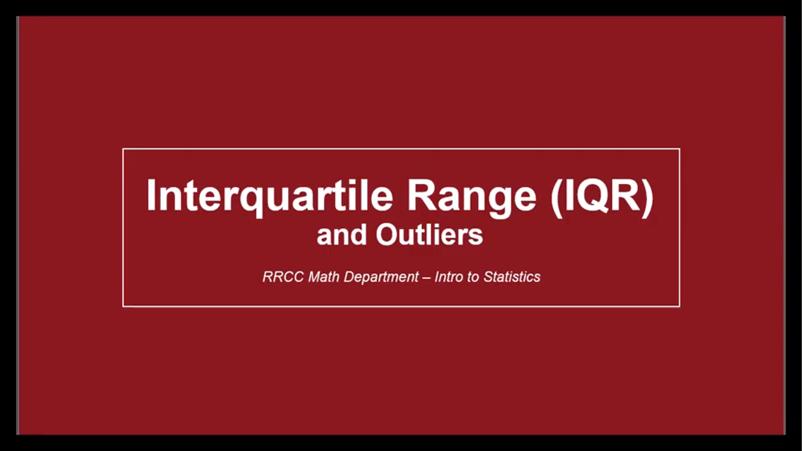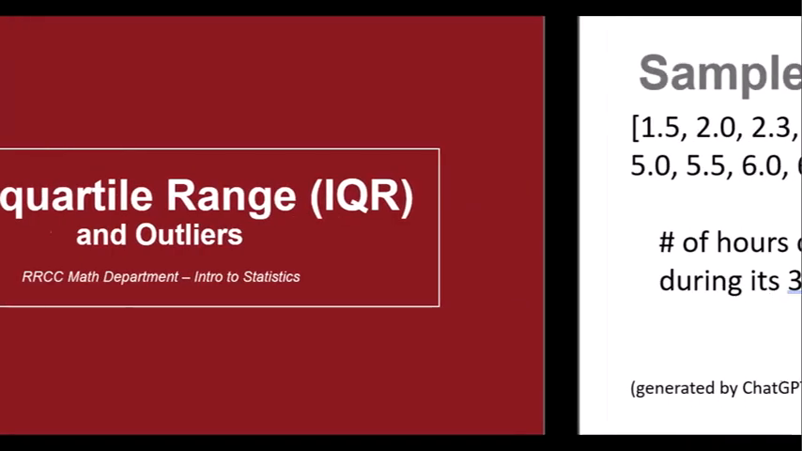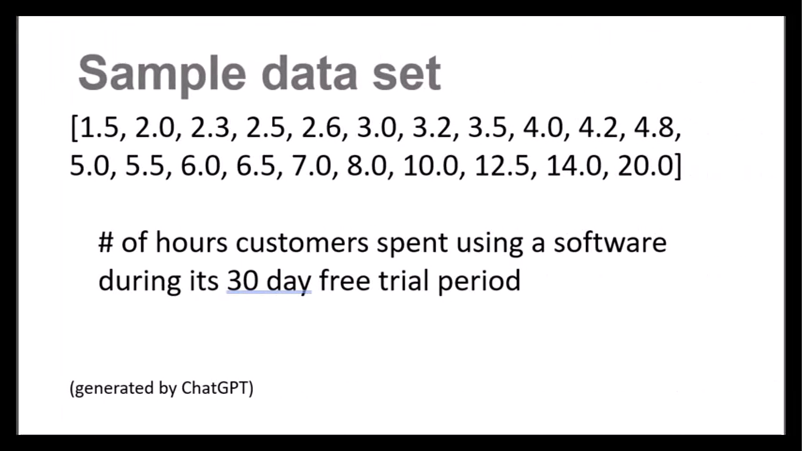Hi everyone! In this video we're going to look at the interquartile range and see how we can use it to identify outliers. So I'm going to be using this sample data set that was generated by ChatGPT. These numbers are supposed to represent the number of hours different customers spent using a software during its 30-day free trial period. So we have a list of 21 values ranging from 1.5 hours to 20 hours.